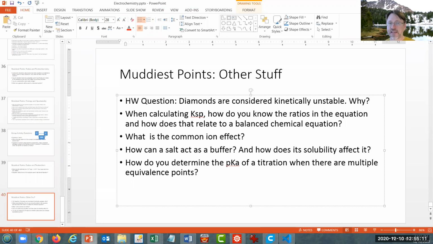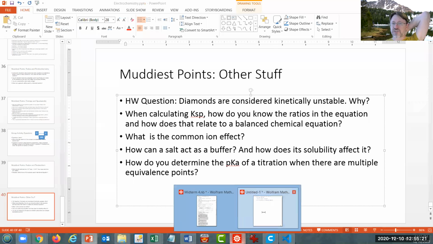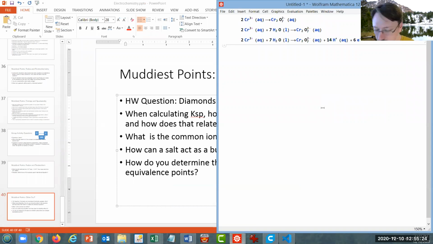When calculating KSP, how do you know the ratios in the equation and how does it relate to a balanced chemical equation? So a KSP is just an equilibrium constant. There is nothing more to it than that. So write down any ionic compound.